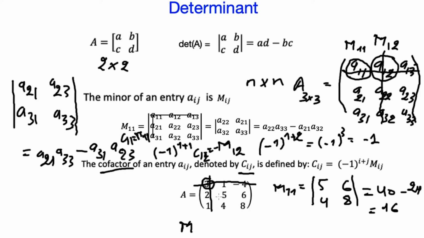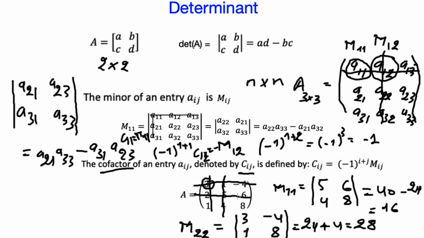This 5 is at position 2, 2. So it is M22, which equals, delete this row with this column, and we stay with this here: 3, 1, and minus 4, 8. The determinant is 3 times 8, which is 24, minus here 1 times minus 4 is minus 4, minus it will be plus, so plus 4, which is 28.